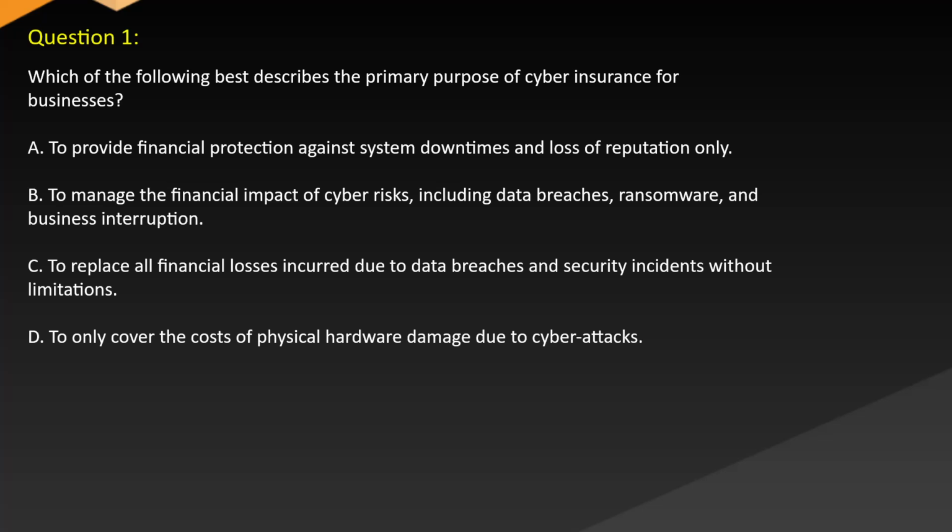Question 1. Which of the following best describes the primary purpose of cyber insurance for businesses? A. To provide financial protection against system downtimes and loss of reputation only. B. To manage the financial impact of cyber risks, including data breaches, ransomware, and business interruption.